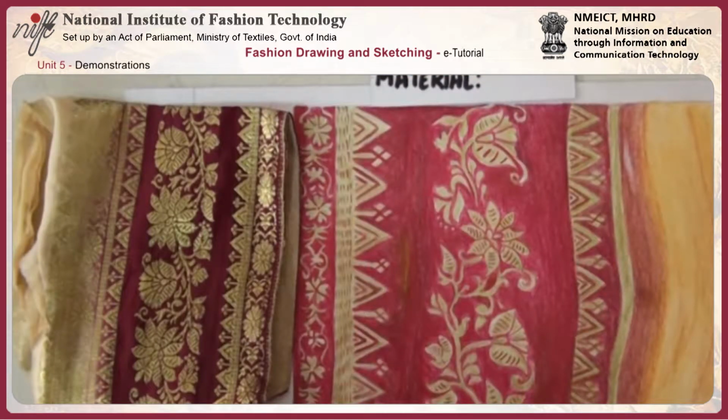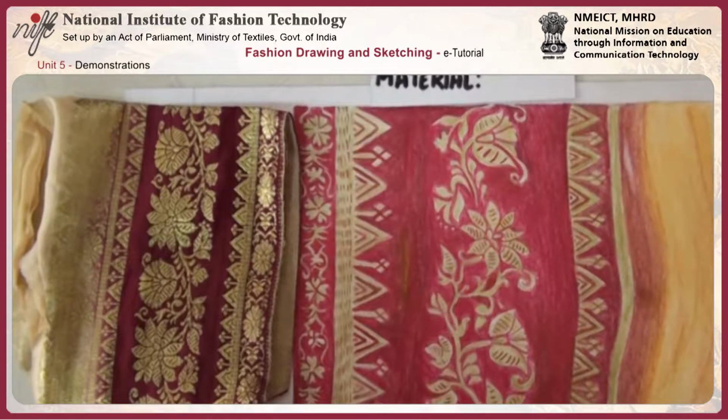Here you are watching a fabric which has a border. The border has zari in it. The rendering is done using color pencils. As you can see, the zari reflects a lot of light and the rendering has to be done accordingly.